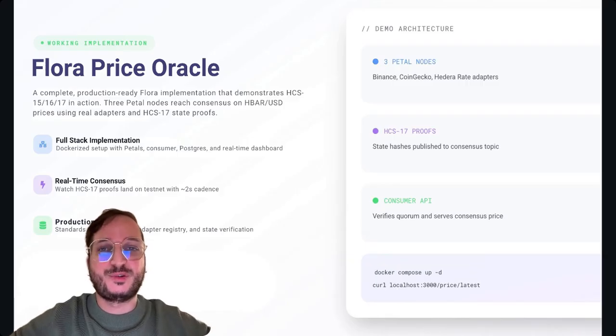So I encourage everyone to go check out our GitHub under the Price Oracle repository and take this one for a spin. Thanks, everyone.